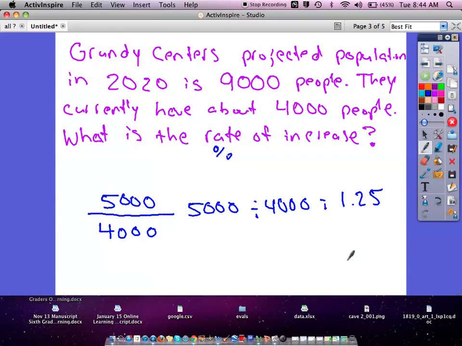So now I just have to write that as a percentage, and of course, we've done that many times, that is 125%. So we would say that from now to the projected amount in 2020, the population is going to increase by 125%.